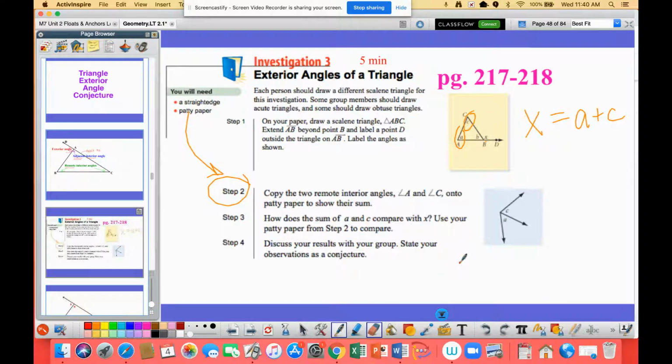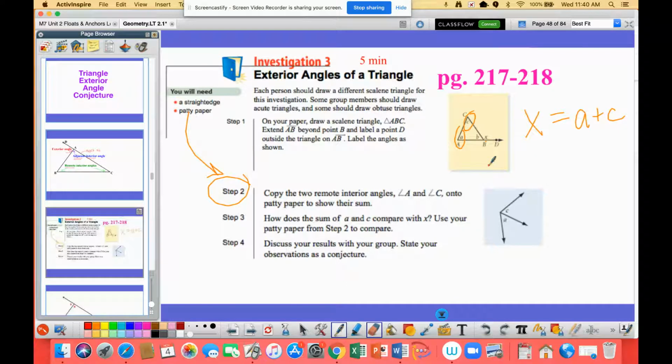So you're going to draw a scalene triangle. You're going to name it ABC, and you will extend ray AB beyond point B. So you can see the picture that they've drawn here. You'll draw one similar to that, but again, make sure that it's a scalene triangle, not equilateral or isosceles.